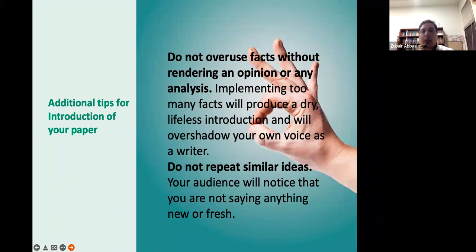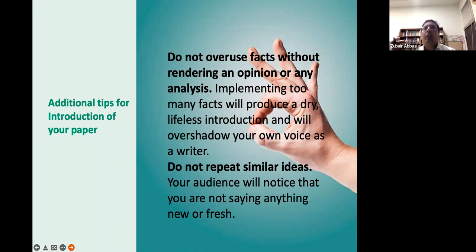And here are some tips for writing good introductions. Try not to overuse facts, because if you say for instance, if you're writing about divorce and if you just give data, oh, the divorce rate has increased, and here are the numbers from Karachi, here are the numbers from Lahore, and this person has said that Mufti has said that, oh, divorce is a big issue, this and that. Well, then what?